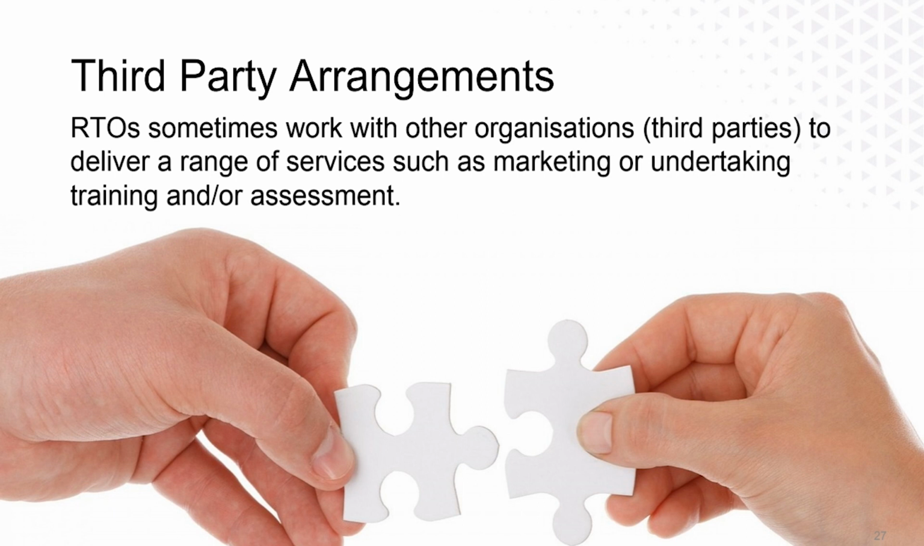Every third-party arrangement is subject to a written agreement. That written agreement is between you as the RTO and the third-party organisation, and it is in place to set up governance arrangements for how that third-party arrangement will work. It's about making sure that everyone knows what their responsibilities are, what they're going to do, how they're going to do it, and when it comes to audit situations, that those third parties will also cooperate with TAC in an audit. And that doesn't matter whether it's TAC or ASQA or the VRQA. Third parties have to cooperate with the regulator.